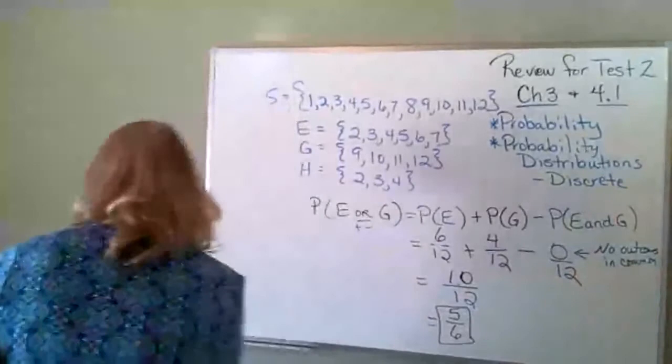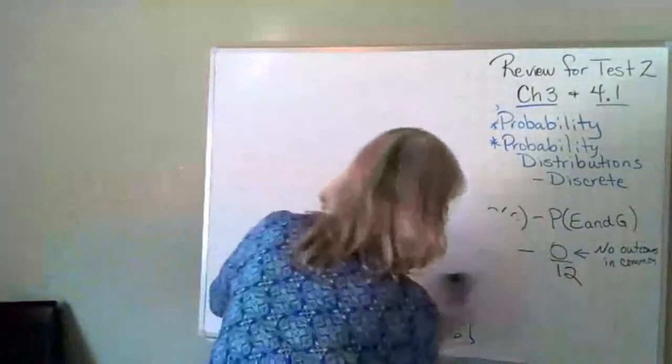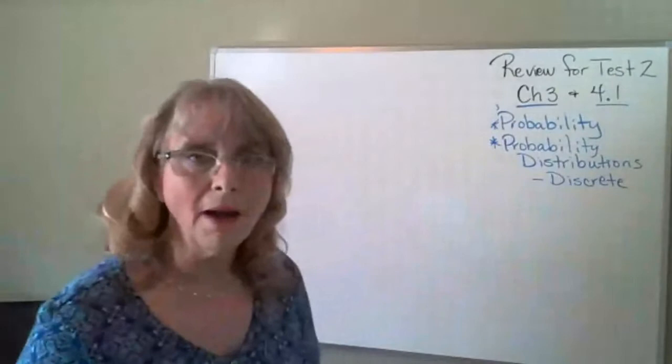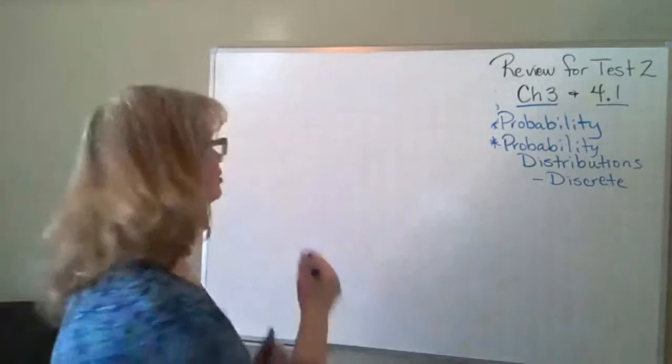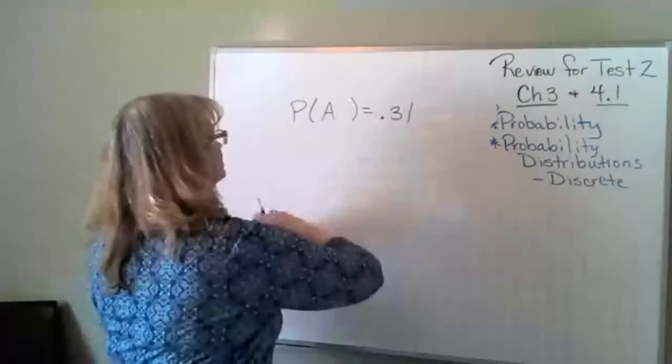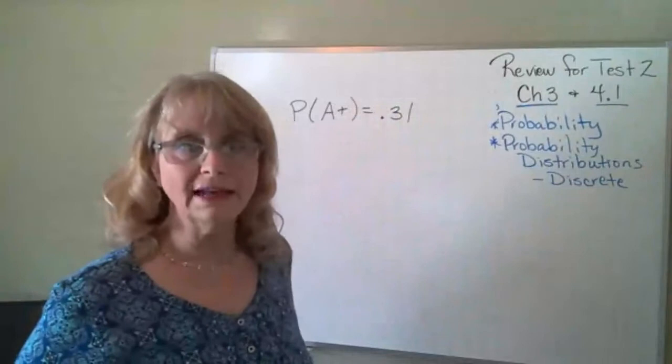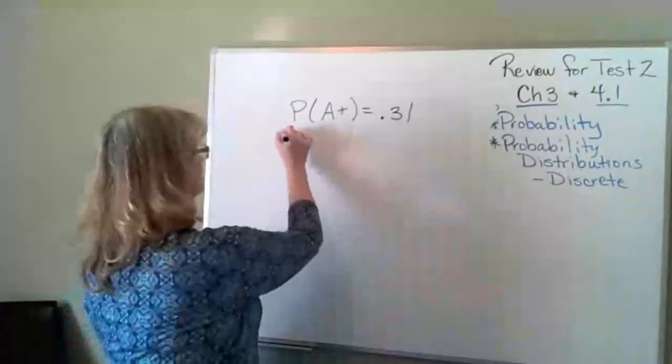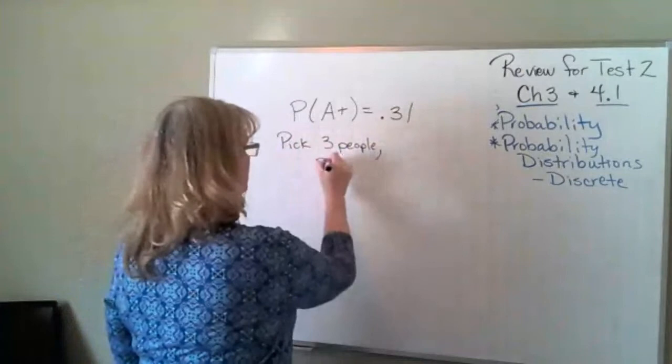Okay, then this last question. It says the probability that a person in the United States has type A positive blood is 31%. So I'm going to write the probability of A positive blood is 0.31. Then it says, if three people are selected at random, find the probability all three are type A positive. So we pick three people. We want the probability all three are A positive.